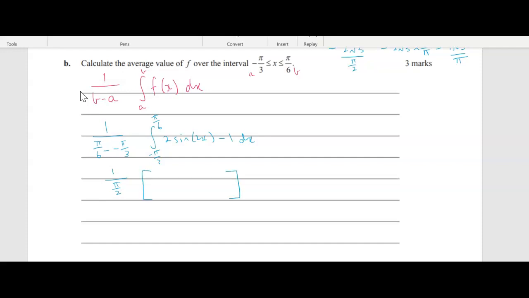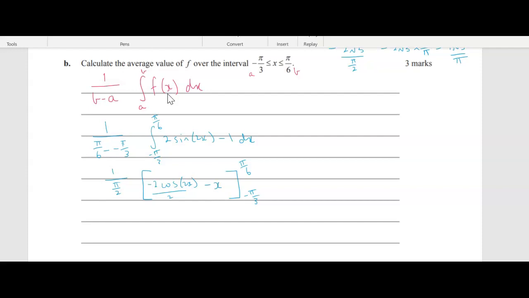Oh, actually, no. What am I talking about? We've got to find the antiderivative. That's my fault. So pi on 3 to pi on 6. All right, so finding the antiderivative of 2 sine 2x. The antiderivative of sine is negative cos. So we're going to have negative 2 cos 2x, and the coefficient of x we're dividing through by, and then minus 1, the antiderivative of any constant is just x, so we're going to have minus x.